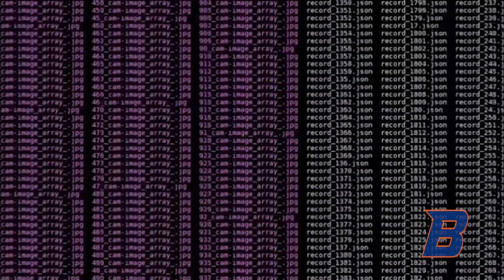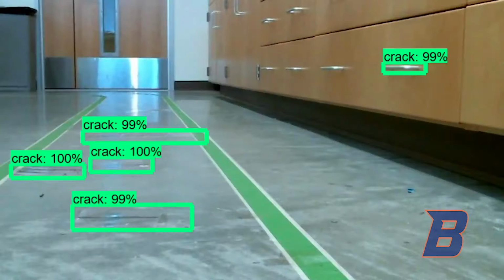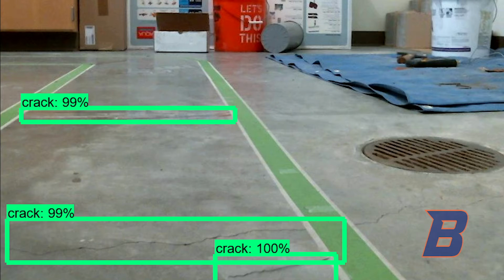We collected 6,000 sample images from our track, and I annotated and labeled them to train a neural network model. So when you feed a picture into it, it will detect where the cracks are.